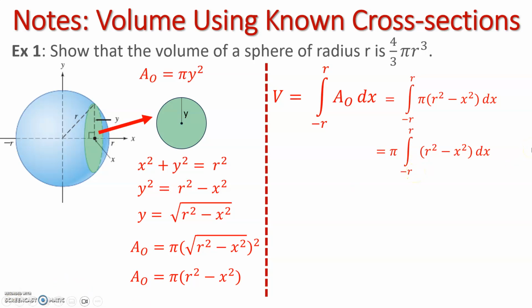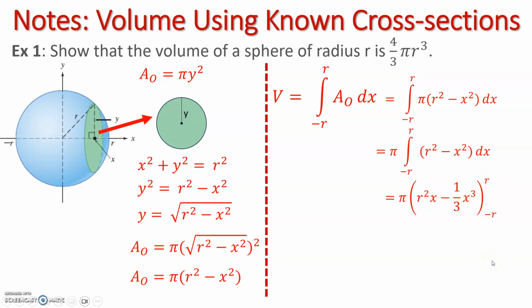And now we'll go ahead and find the antiderivative. So note, r squared is a constant, so the antiderivative of a constant is the constant times x. So it's just r squared x, and the antiderivative for x squared is 1/3 x cubed. So we get pi times r squared x minus 1/3 x cubed, from negative r to r.